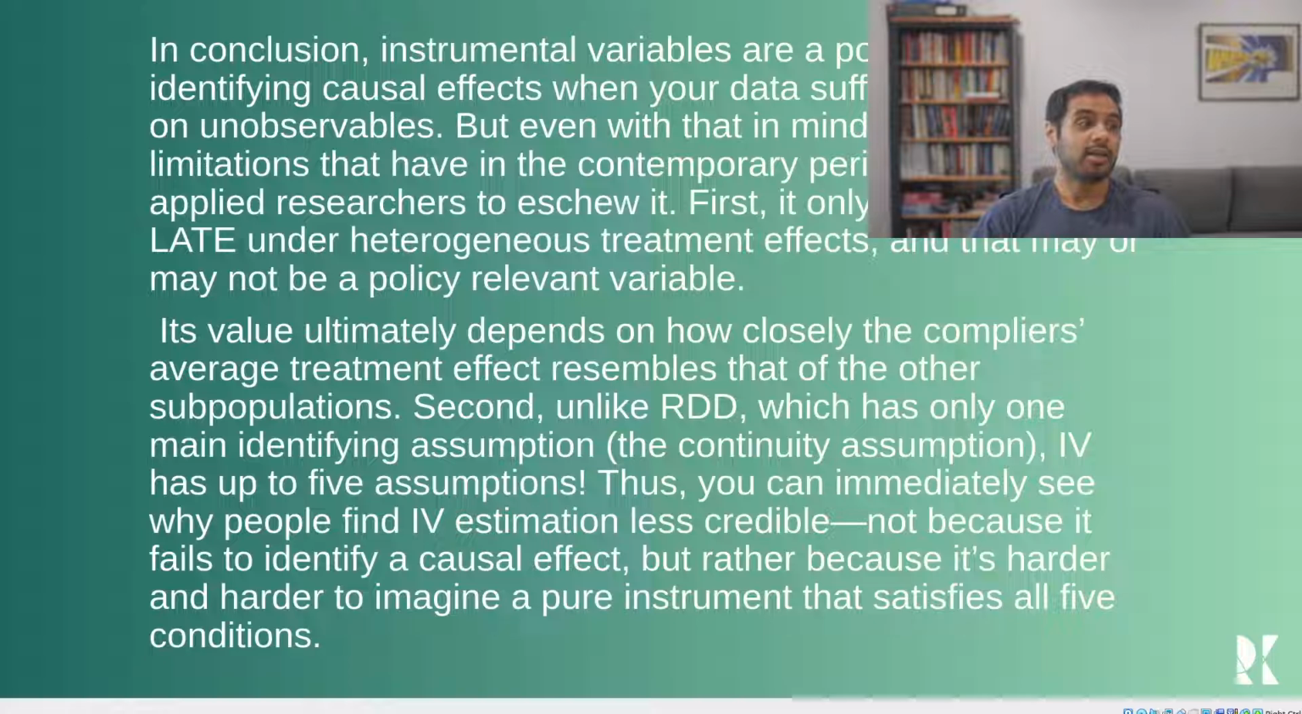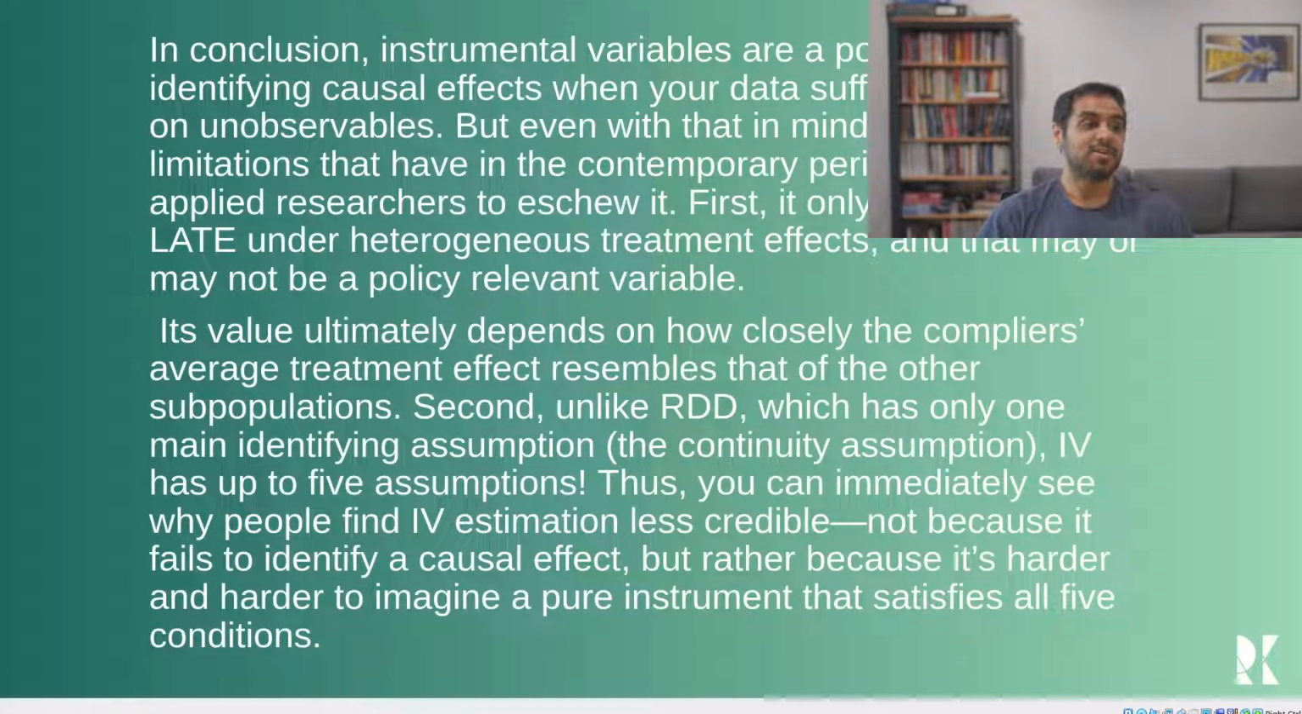So we're already at the quote, and this is a little paraphrasing of the conclusion, but instrumental variables are a powerful design for identifying causal effects when your data has selection bias and unobservables. I think it says it has many limitations, which cause many applied researchers to skew it. It only identifies the local average treatment effect under heterogeneous treatment effects that may or may not have policy relevant variables.